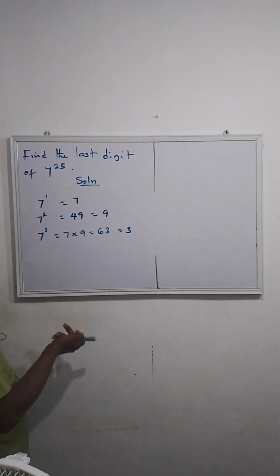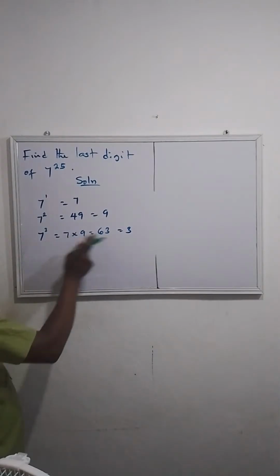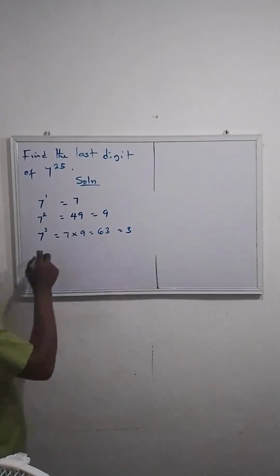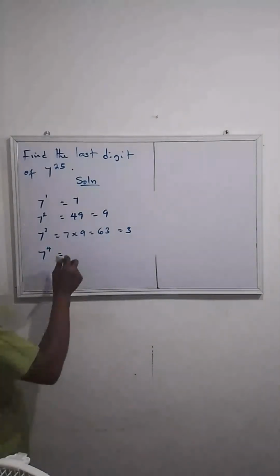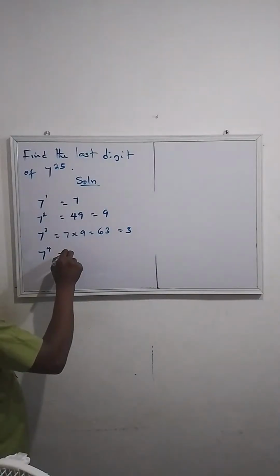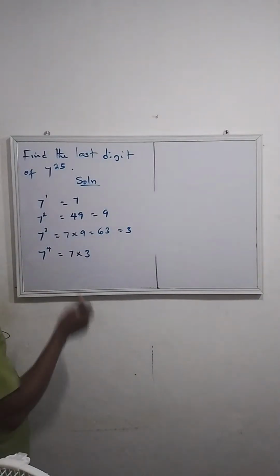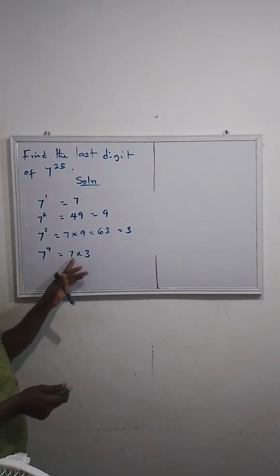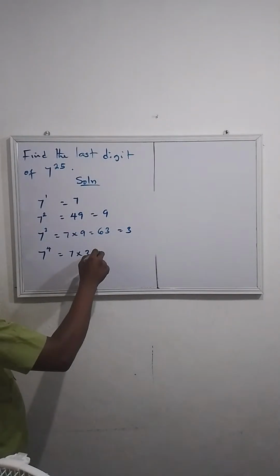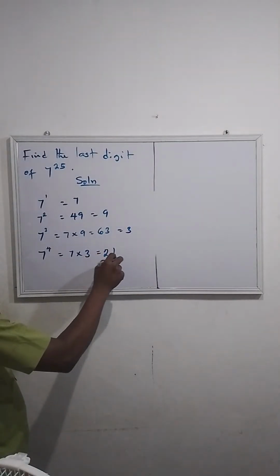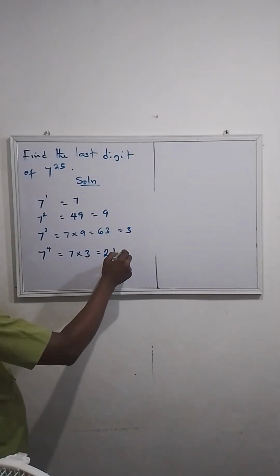All right, so now let's look at the next one. So let's multiply both sides so that we have 7 raised to the power of 4. That gives us what? That is 7 times 3, because we are multiplying both sides by 7. So what do you have for this one? So you have what? 21. So we have what? 1. Okay, so that's 1.